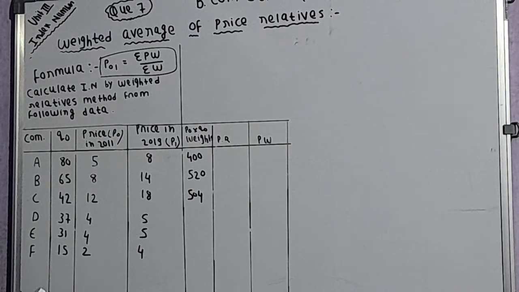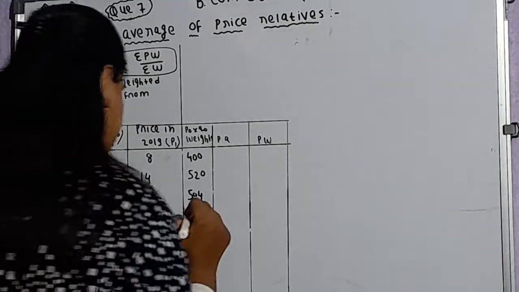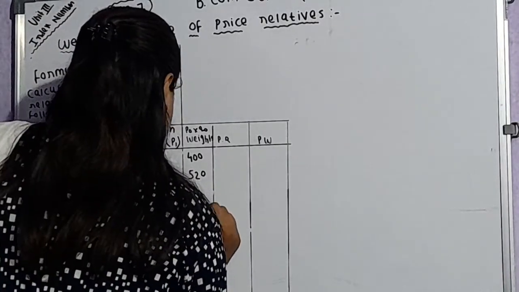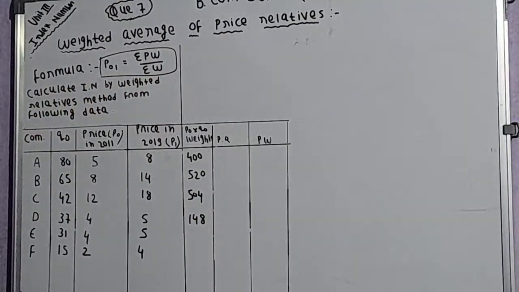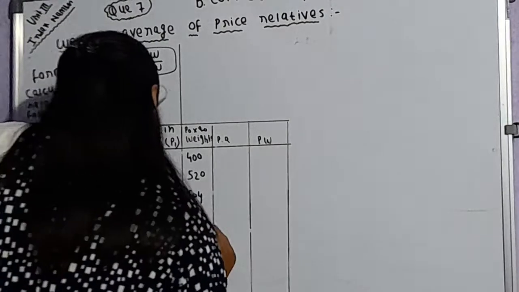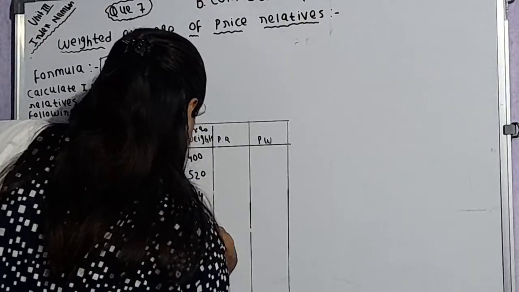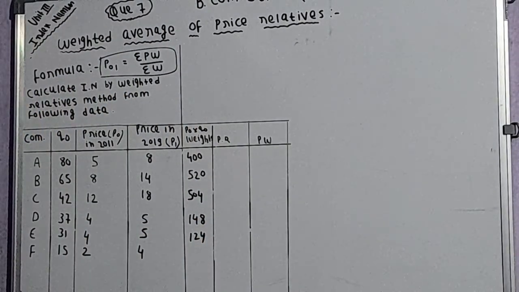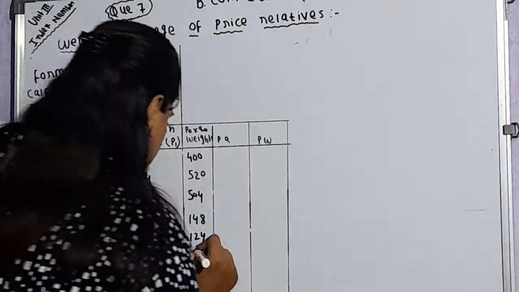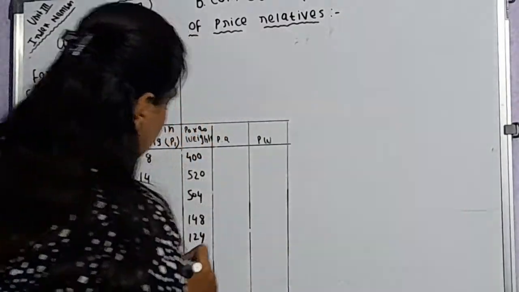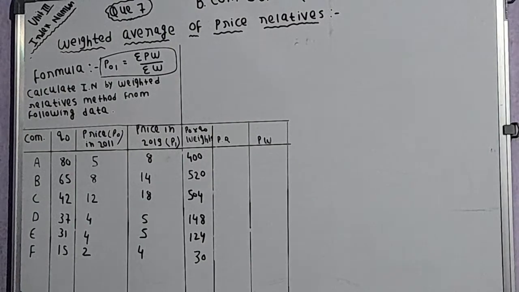After that, for commodity D, it's 37 into 4, it comes to 148. After that, for commodity E, it is 31 into 4, it comes to 124. After that, for commodity F, it is 15 into 2, it comes to 30. This way we have got the values which need to be put under the weight column.